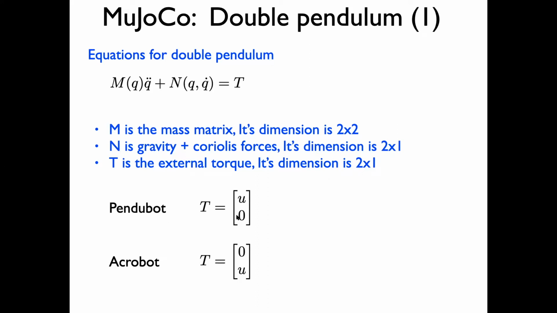For a pendubot, T would be [u, 0] because the first link is actuated. So u is the only thing you can control, and you cannot control the torque on the second actuator. For acrobot, that u will be reversed. It will be on the second row because it's the second link that you can control.